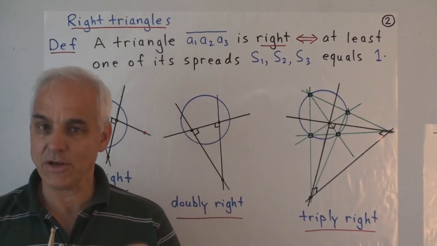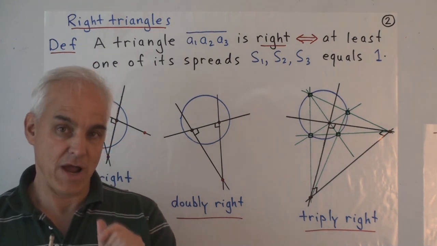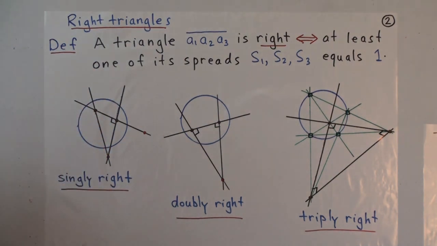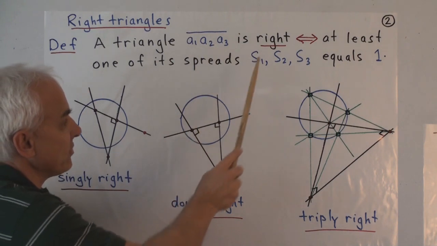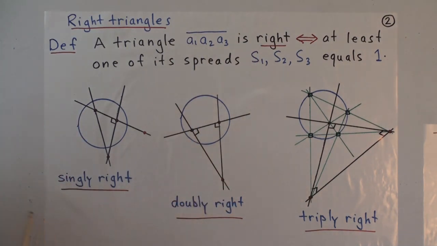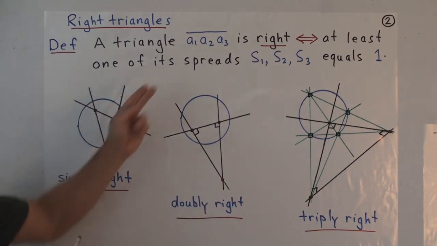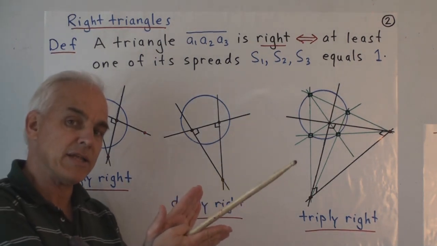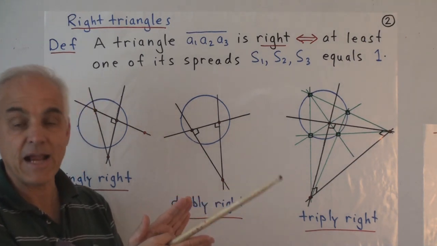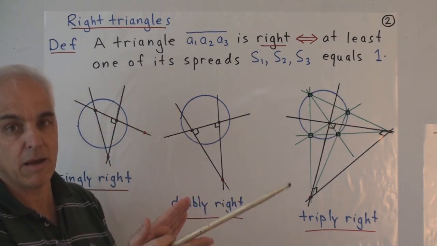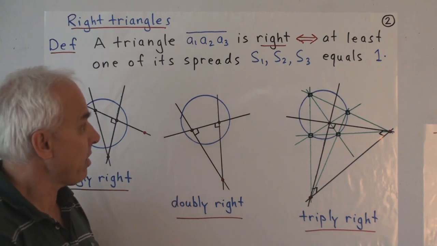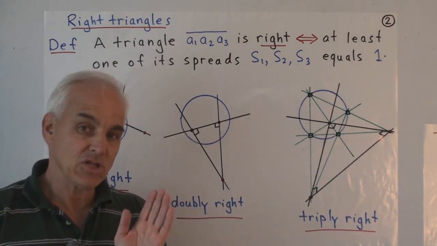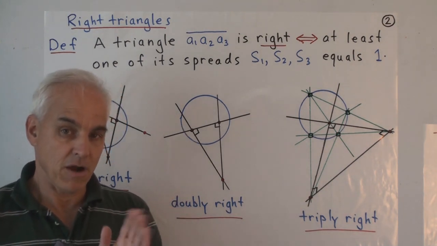First, let's make sure we understand exactly what a right triangle is. So a triangle A1, A2, A3 is called a right triangle precisely when at least one of its spreads equals 1. Now a spread between two lines equals 1. That's exactly what we mean by those two lines being perpendicular. So we're talking about a triangle so that at least two of its sides are perpendicular.